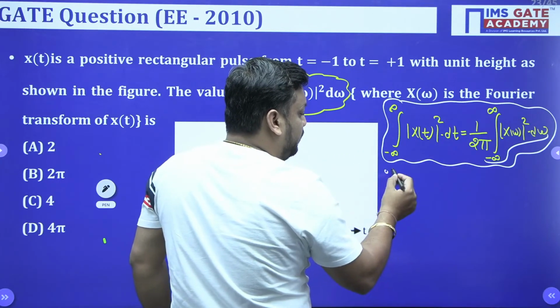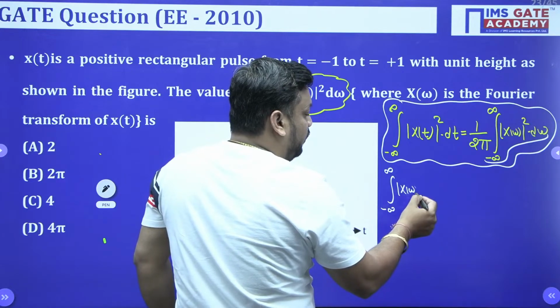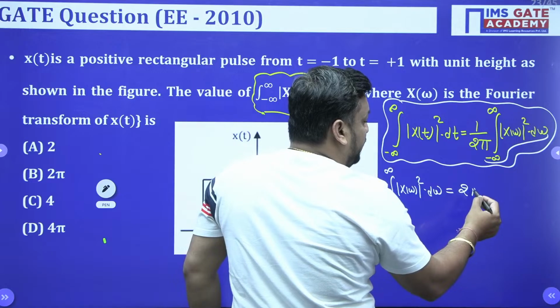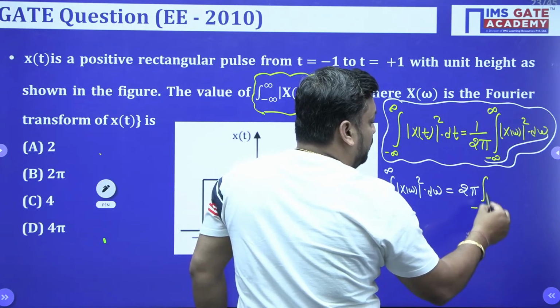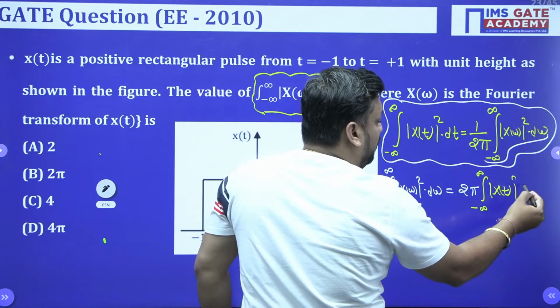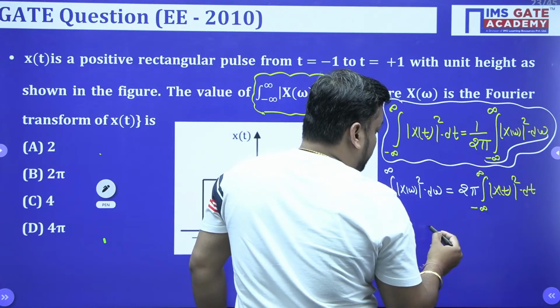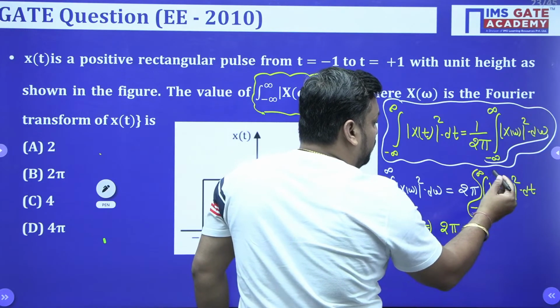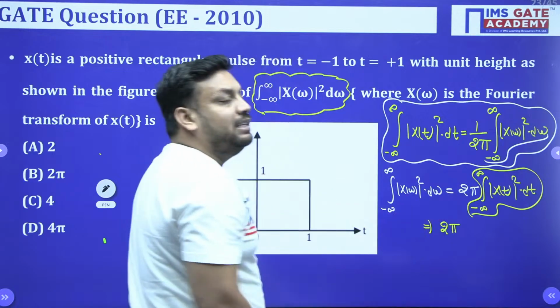So you will get the integral from minus infinity to infinity of |X(ω)|² dω is actually equal to 2π times the integral from minus infinity to infinity of |x(t)|² dt. So ultimately you get 2π as it is. And what is the meaning of this, guys? The meaning of this formula is nothing but the energy in the time domain.